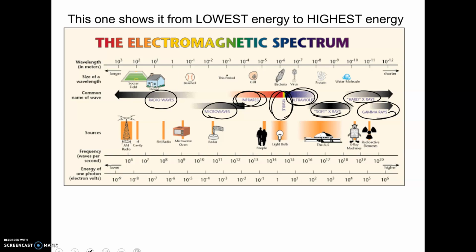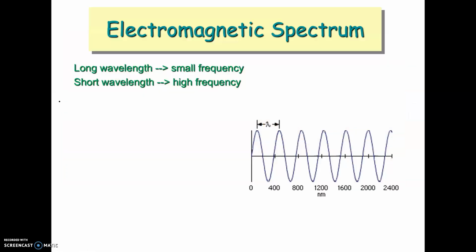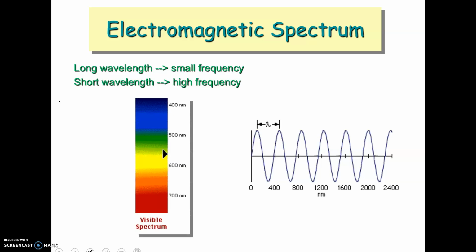So these have the highest frequency over here, and that would also be the shortest wavelength. These have the longest wavelengths on this side, which would mean that they have a lower frequency. Bigger wavelength, lower frequency. So long wavelength, small frequency, short wavelength, high frequency. And then the visible spectrum is usually in nanometers, and you can see why, because if you do it in meters, you get these very, very tiny numbers. And so it's oftentimes measured in nanometers, but this is the spectrum of what we can see.